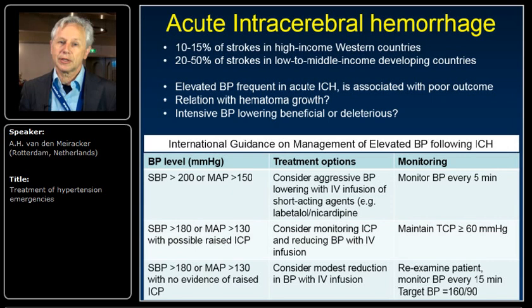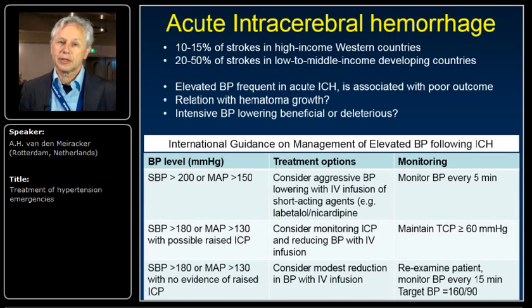Acute intracerebral hemorrhage: about 10 to 50% of strokes in high income Western countries are hemorrhages, but that is much higher in low to middle income developing countries. Many patients with a cerebral hemorrhage have a very high blood pressure, and the high blood pressure is associated with a poor outcome. There is perhaps some relation between the blood pressure and the growth of the hematoma, and we don't know for sure whether intensive blood pressure lowering is beneficial or deleterious.